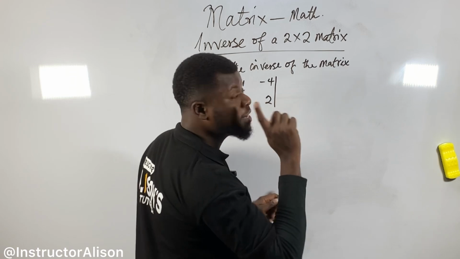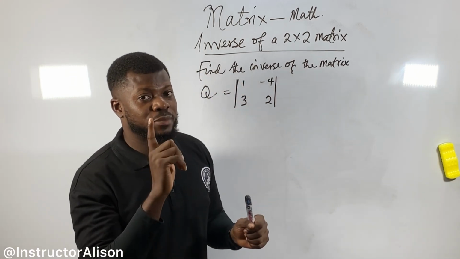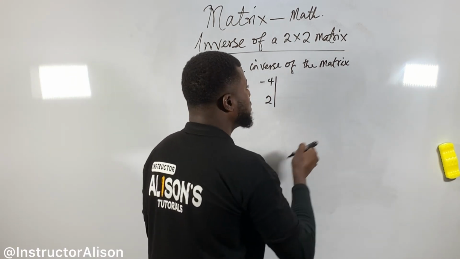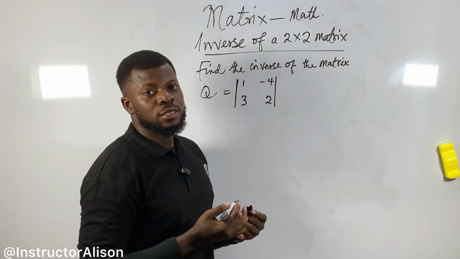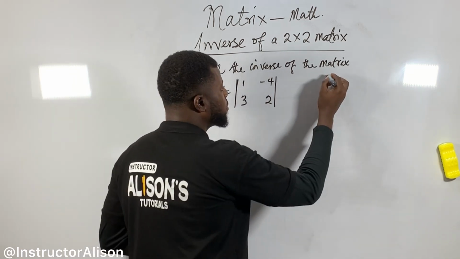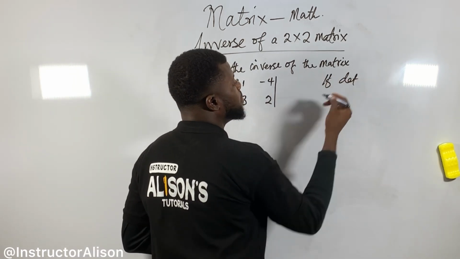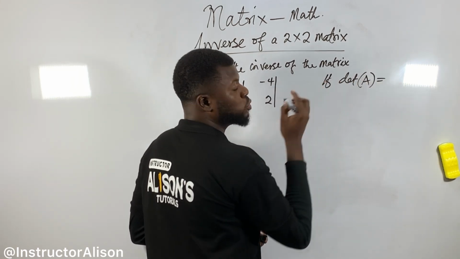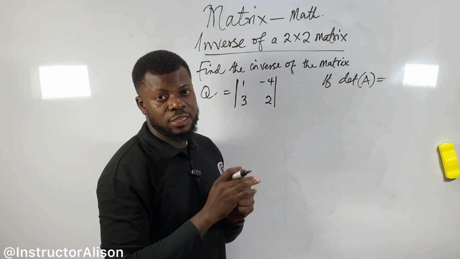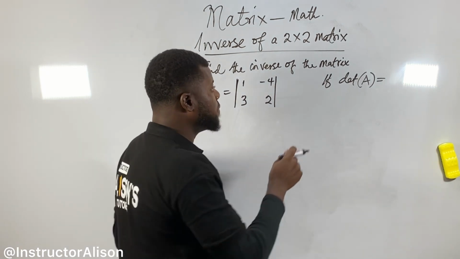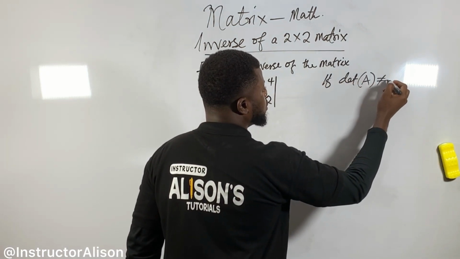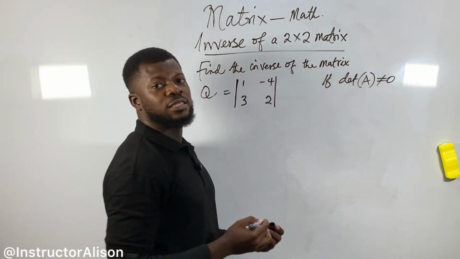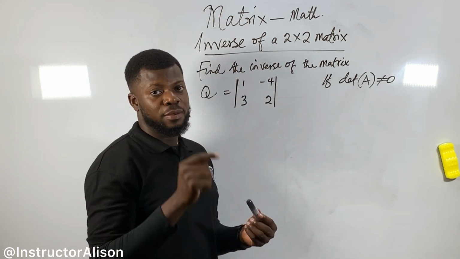So see, for the inverse of a matrix, before you go get the inverse, you go ask yourself whether the determinant we get is zero. If the determinant of a matrix, maybe the matrix A, is equal to 0, that means you no go fit find the inverse of that matrix. But if the determinant is not equal to 0, then you can find the inverse of that matrix.